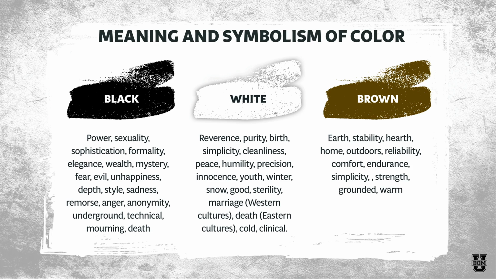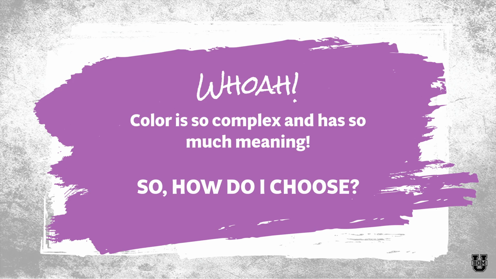And you'll notice white in Western culture is usually going to be more purity, associated with marriage. But in Eastern cultures, white kind of represents death. So you've got to be careful on how you use the colors. And then you have your browns, which are sort of your earth tones, and they kind of represent reliability, comfort, endurance, simplicity, etc. So those are an overview of some of the meanings of those colors. So you can see why color is so complex and has so much meaning.